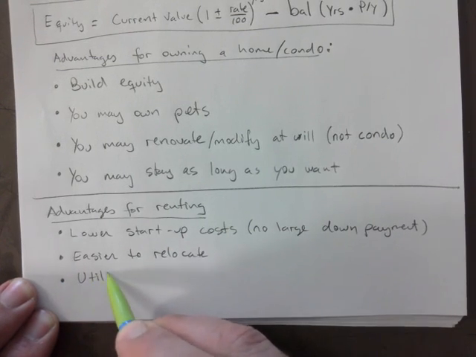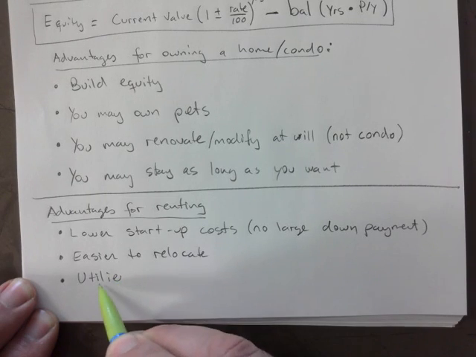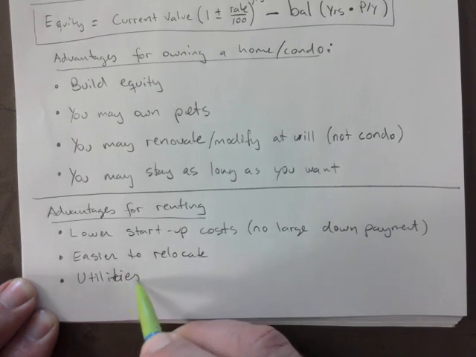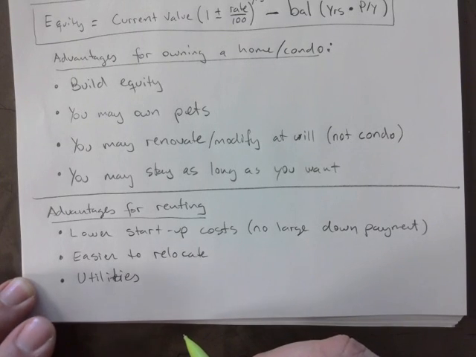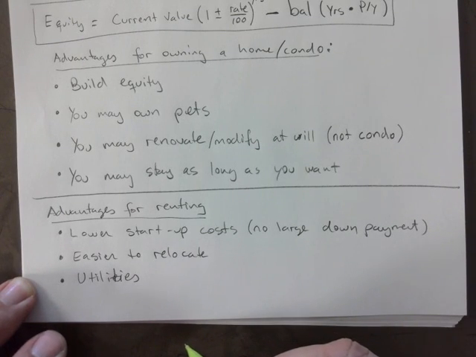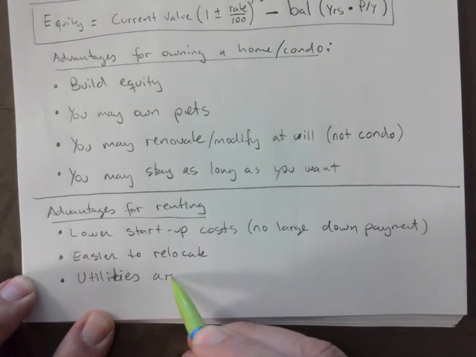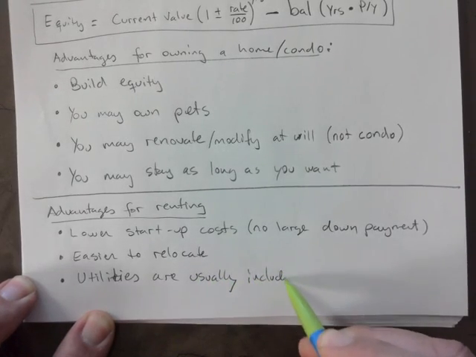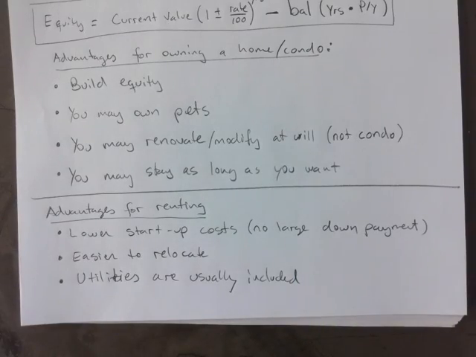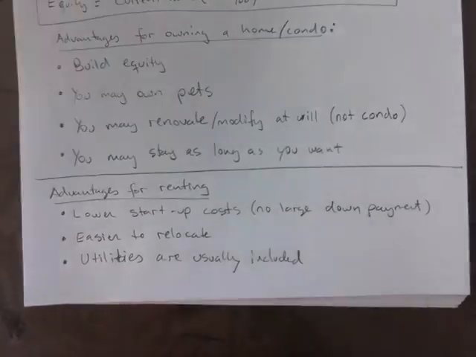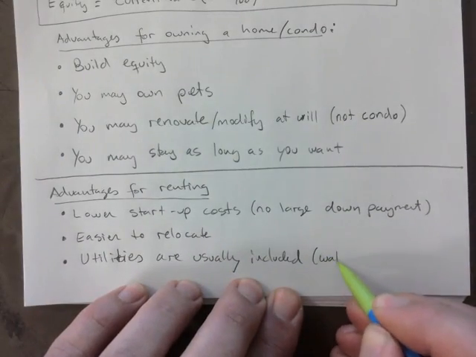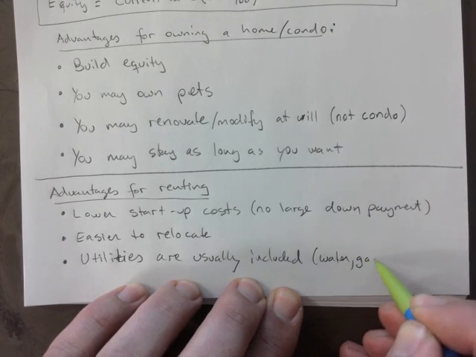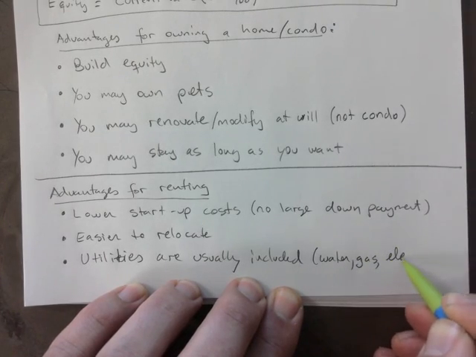Utilities are usually included. You know what utilities are? Water, heating, sometimes even Wi-Fi, internet, right? Utilities are usually included in rent. So you don't have to worry about a big bill on heating your place. It's usually already included. So let's just go water, gas, electricity.